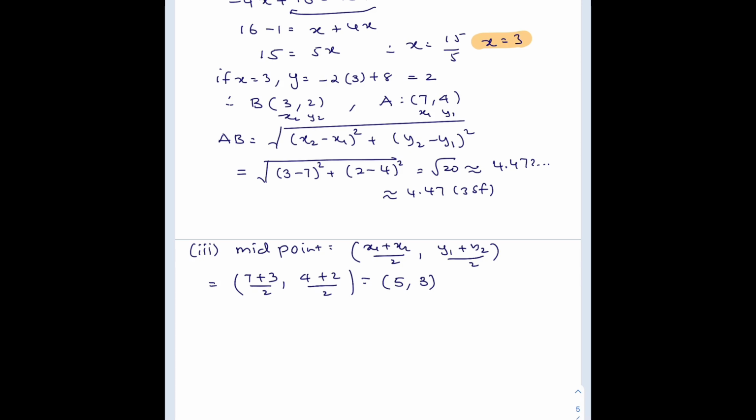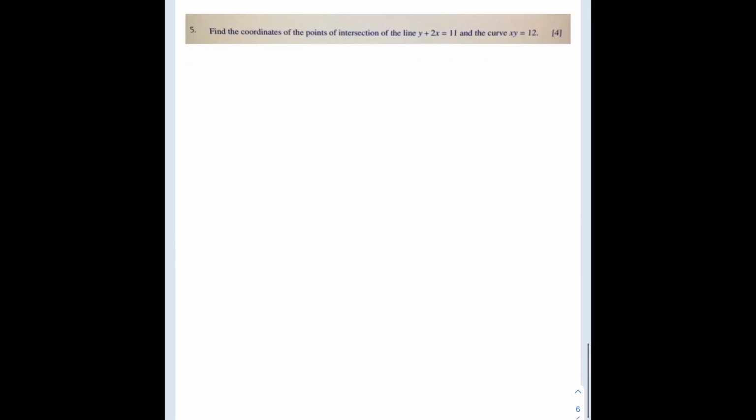All right, let's try the next question now. Number 5. Find the coordinates of the point of intersection of the line y plus 2x equals 11 and curve xy equals 12. So I'm writing y plus 2x is 11. So y is negative 2x plus 11. I have sent 2x there. The other curve is xy is 12. This was the line. And that's the curve. So y is 12 over x.